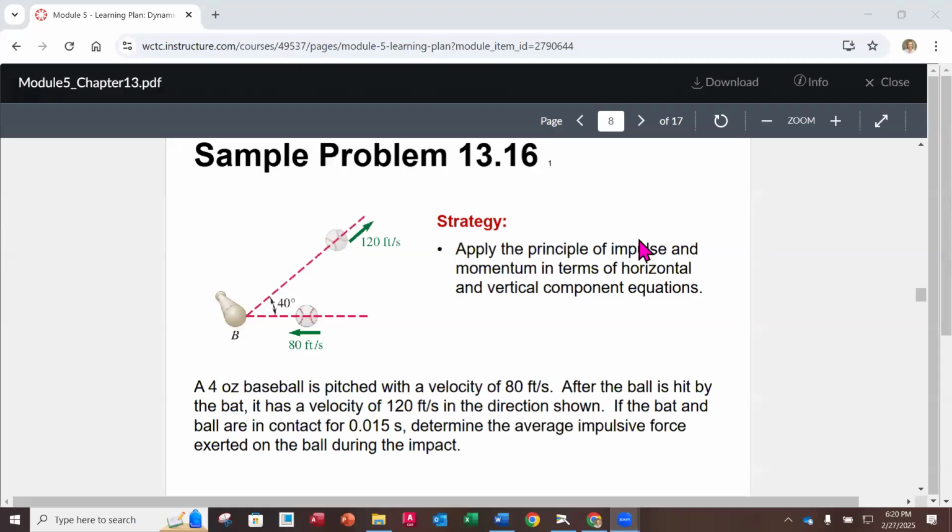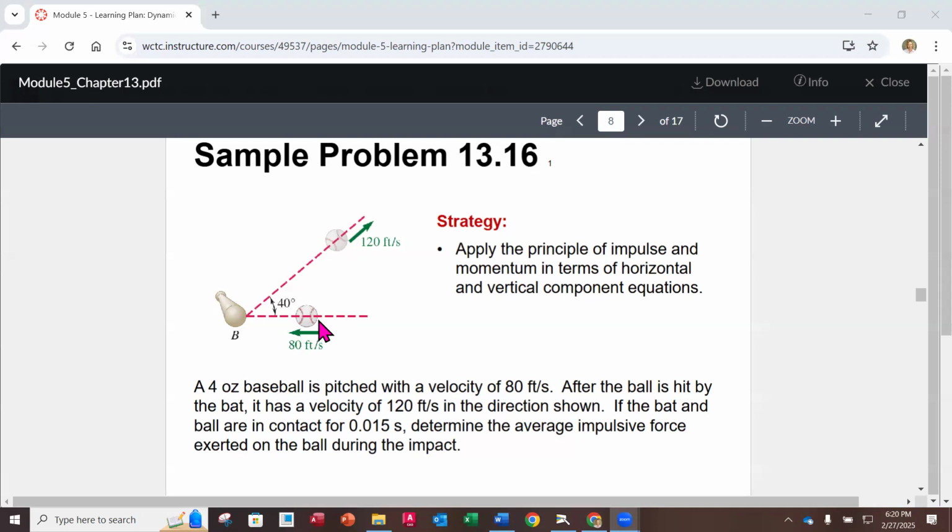Okay, so the next practice problem we're going to look at is sample problem 1316. In this problem, we're looking at a baseball that's getting hit by a baseball bat. Here we have a 4-ounce baseball pitched with a velocity of 80 feet per second. After the ball is hit by the bat, it has a velocity of 120 feet per second in the direction shown. You'll notice that it's at a 40-degree angle coming off the bat.